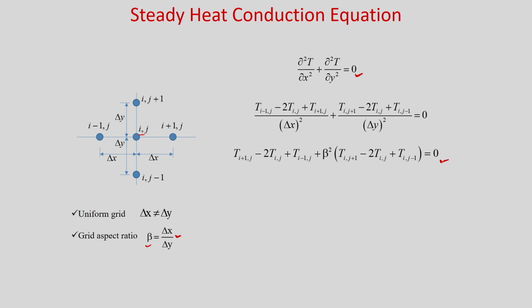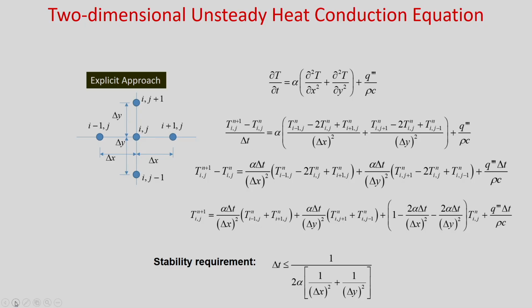So, this equation is your discretized equation. So, this is your algebraic equation that we have discretized about this point i j. So, this is the equation we have written for this i j. So, you can write a similar equation for each point. So, you will get a system of algebraic equations. Once you get the system of algebraic equations at each point, then you need to solve using some iterative method. Now, let us consider the 2 dimensional unsteady heat conduction equation.